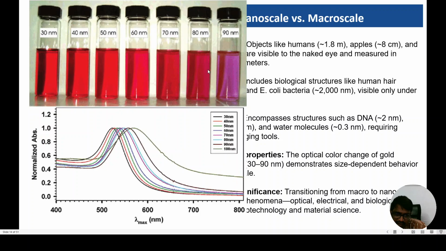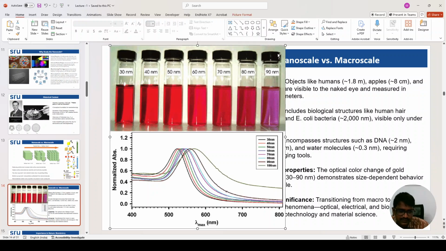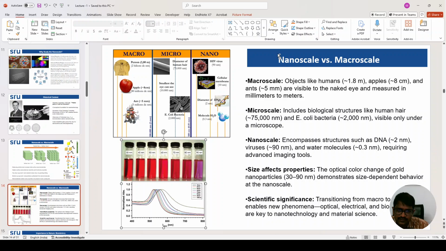That's why I told you earlier that if you take a gold particle, the color will be very different for the same material in macro size and micro size. See here, for every change, this is the absorption. So the absorption will change. Absorption change means automatically color will change. So size affects properties.